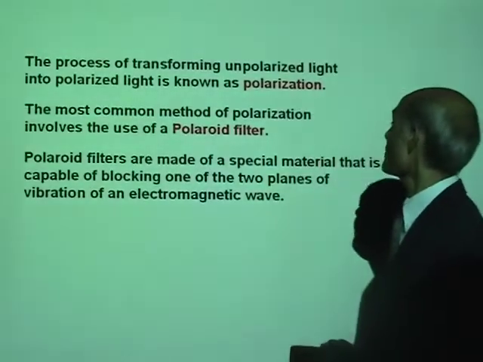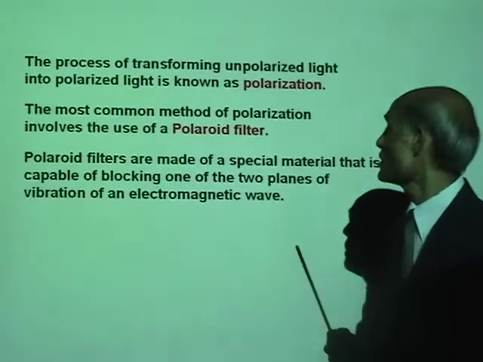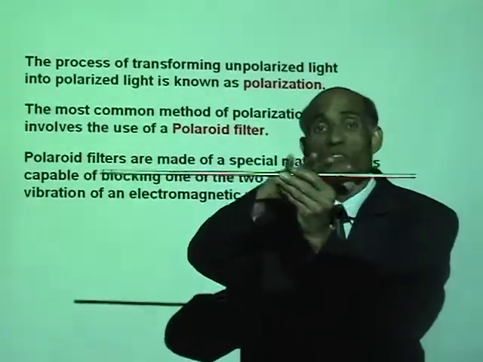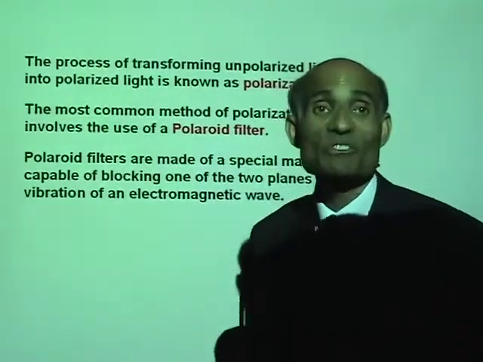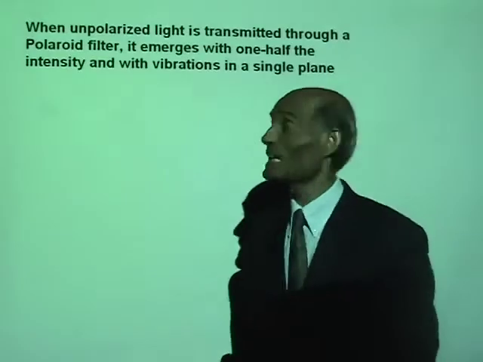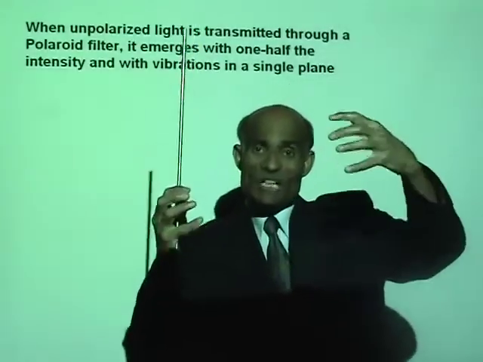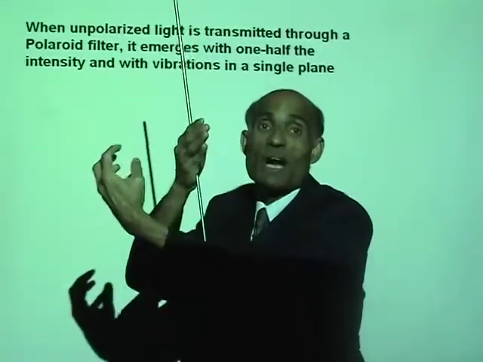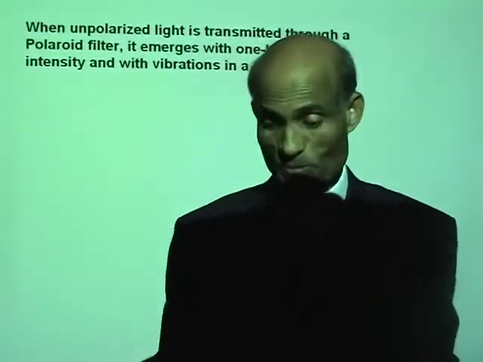Polaroid filters are made of a special material that is capable of blocking one of the two planes of vibration of an electromagnetic wave. So a Polaroid filter can block either the horizontal vibrations or the vertical vibrations. It will only allow one vibration to pass through. When unpolarized light is transmitted through a Polaroid filter, what will happen? It emerges with one half of the intensity, because half the vibrations are cut off.